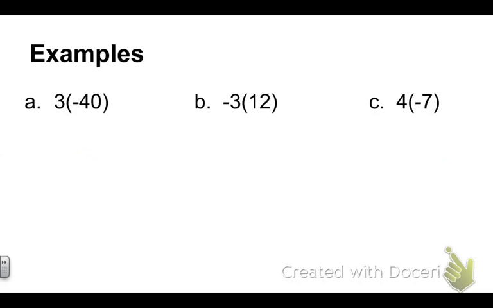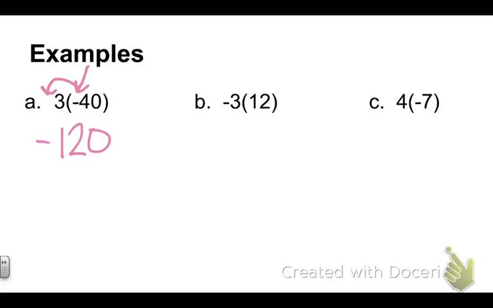So a couple of examples. Same thing, just multiply the numbers. 3 times 40 is 120. So I've got a positive and I've got a negative. If the order doesn't matter, what's the opposite of a positive? That would be a negative. So your answer is negative 120.